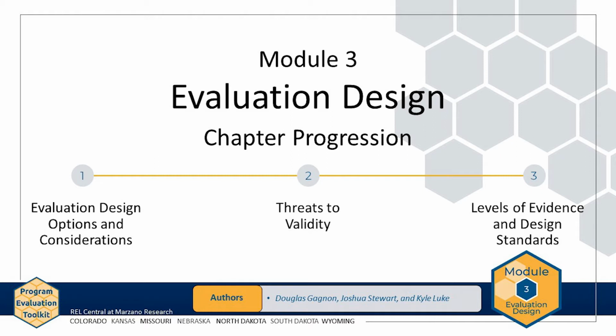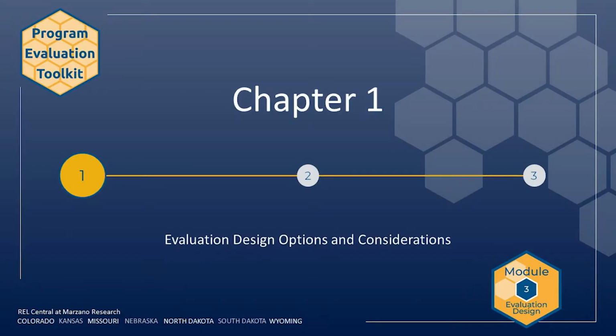Chapter 3 presents the Every Student Succeeds Act tiers of evidence and the What Works Clearinghouse evidence standards, which help inform the development of evaluation designs. Refer to the resources page of the website for worksheets, templates, and other resources to help you work through this module. Let's get started with the first chapter, Evaluation Design, Options and Considerations.